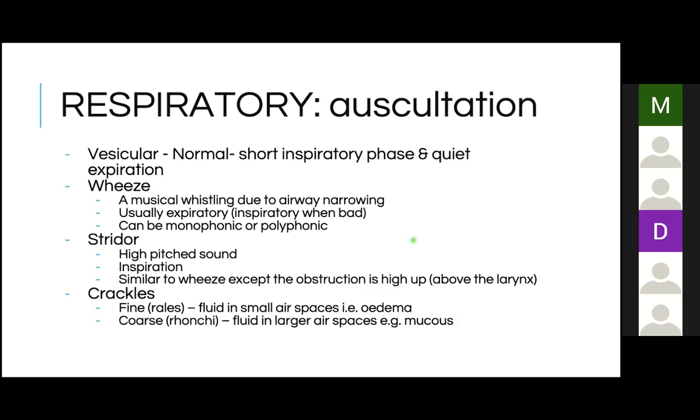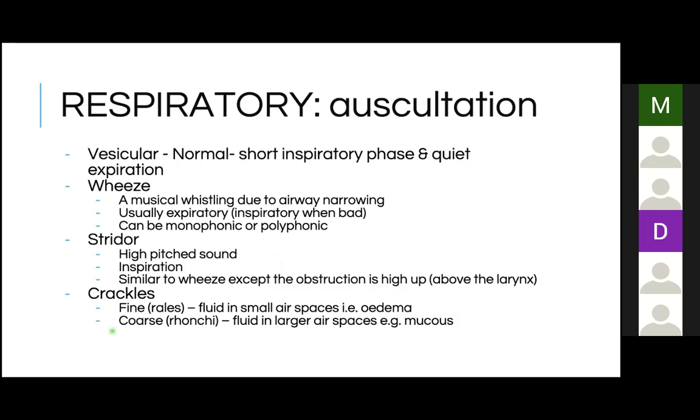It can be monophonic or polyphonic. So it means it can be quite musical and sound variable, or it can just sound like one constant sound. In terms of stridor, it's a high-pitched sound. It's generally also on inspiration. It's similar to a wheeze, but it's showing you that the obstruction is quite high up. Yeah, I suggest you just look at YouTube and listen to some of the videos. So stridor is indicating obstruction of the upper airway, so above the larynx.